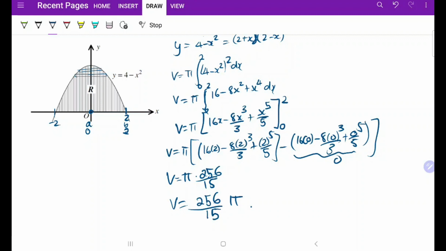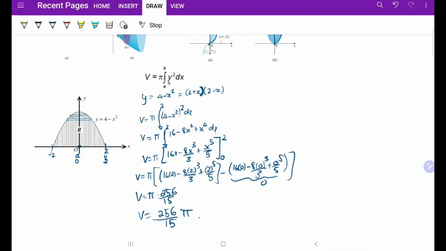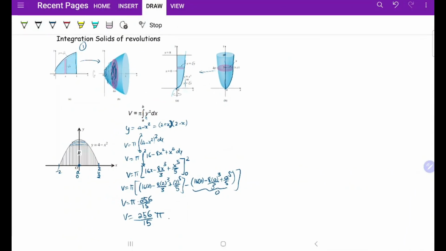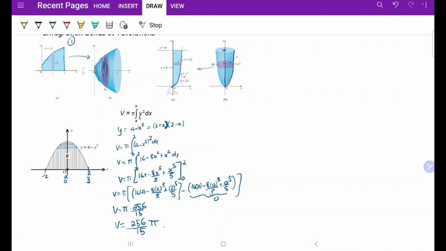What I will do is confirm the different examples that we do using questions from past papers. But I think this concludes our understanding of how we can do the volume using integration. So this is solids of revolutions. I hope this has made sense, and therefore see you in the next video.